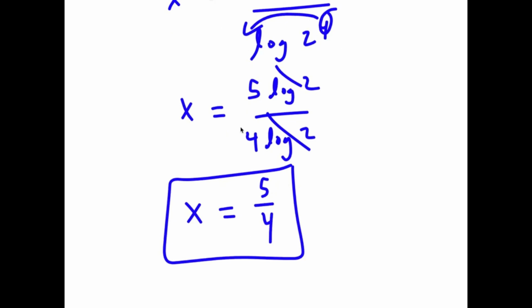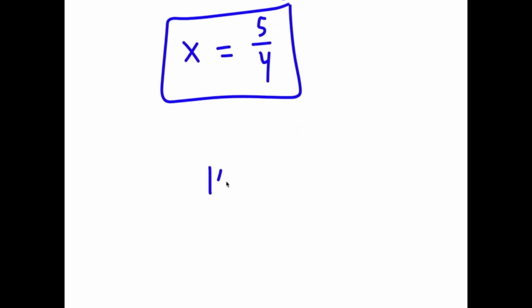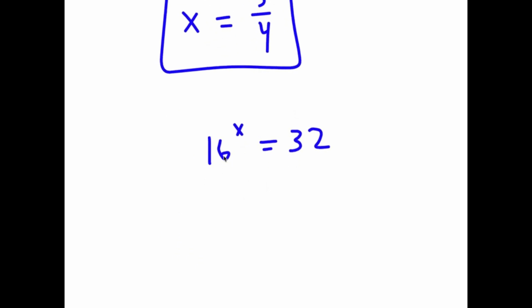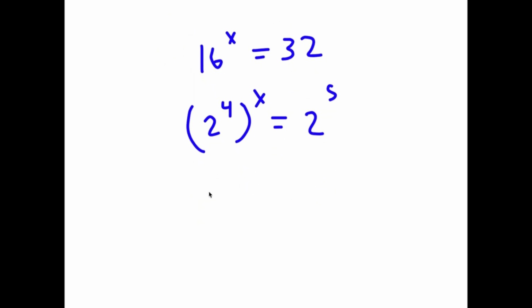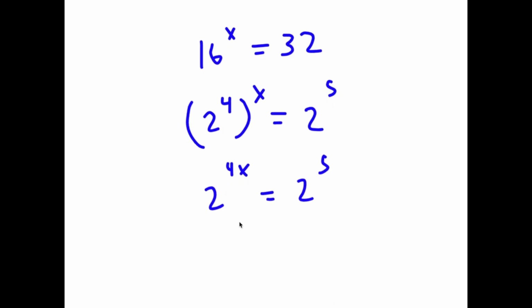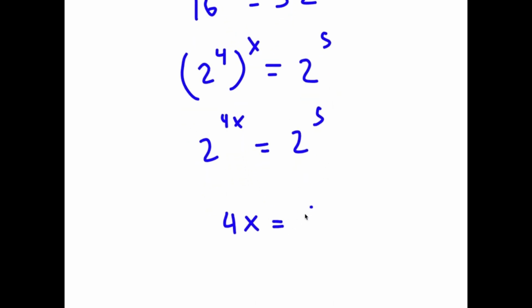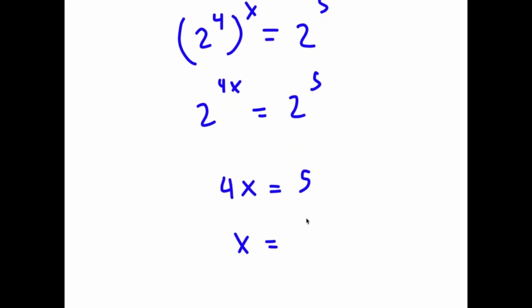Now, for my second method, I have 16 to the power of x equals 32 again, and this time I'm going to rewrite 16 as 2 to the power of 4. So I have 2 to the power of 4 to the power of x is equal to 32, and I rewrite 32 as 2 to the power of 5. So now this is the same thing as 2 to the power 4x is equal to 2 to the power 5, meaning 4x is equal to 5, and x is equal to 5 over 4. So that is my second method.